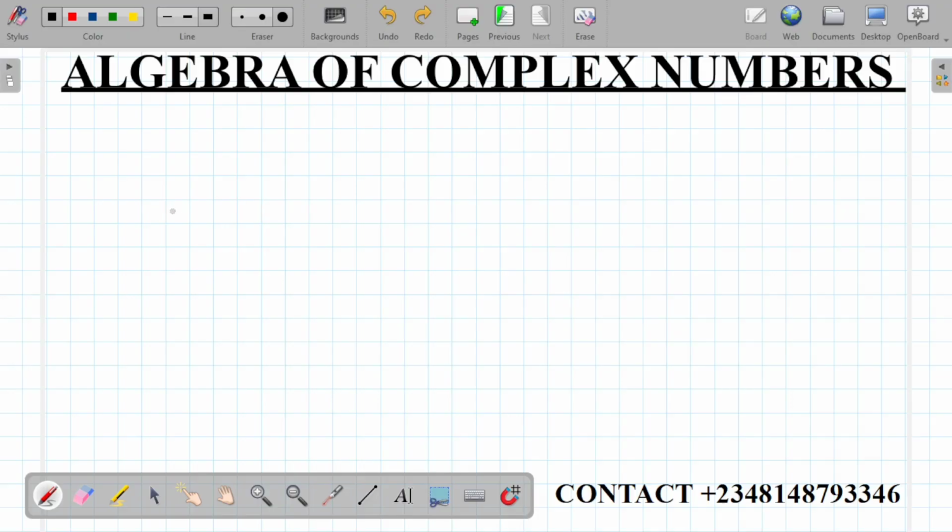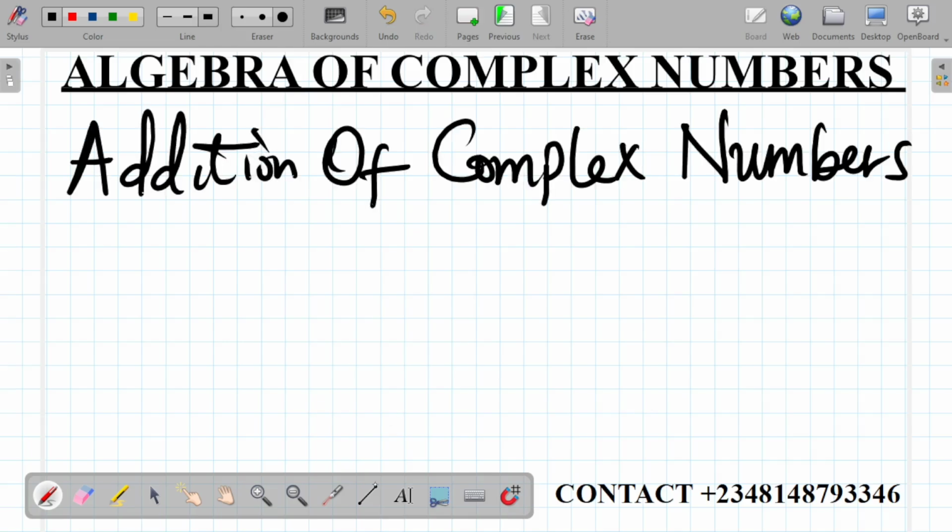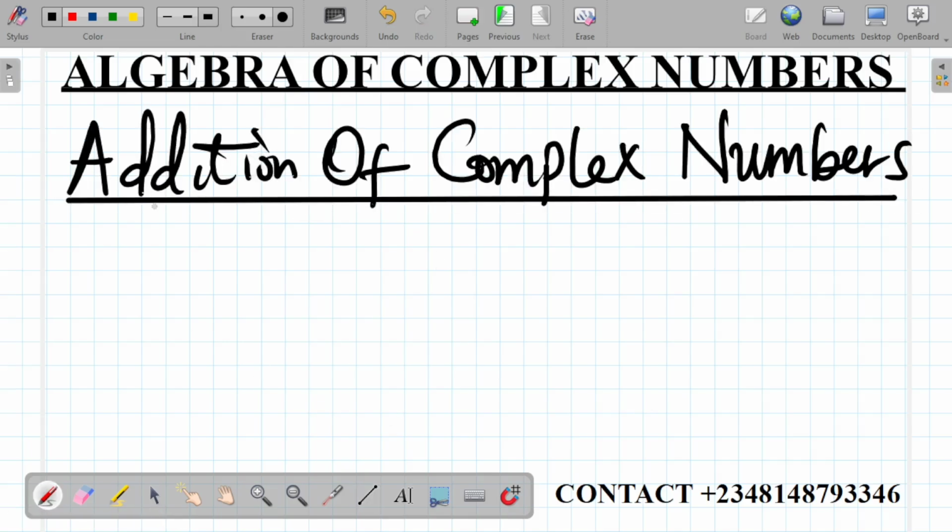Alright, so let's look at algebra of complex numbers. The algebra of complex numbers has to do with the addition, subtraction, multiplication, and division of complex numbers. Alright, first of all, let's look at the addition of complex numbers. The addition of complex numbers is defined by separately adding real and imaginary parts.